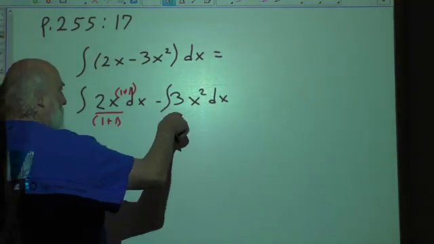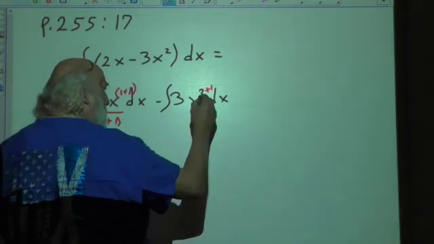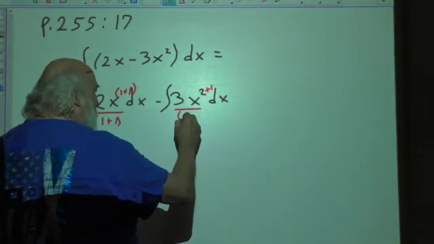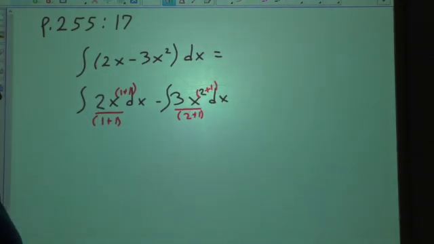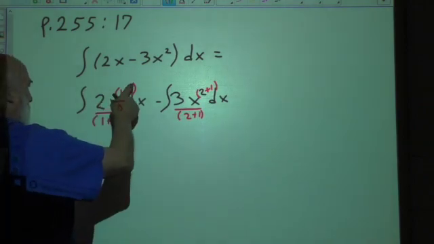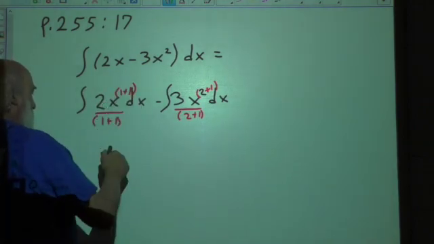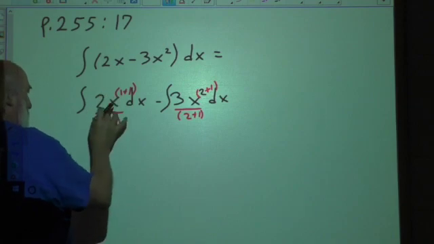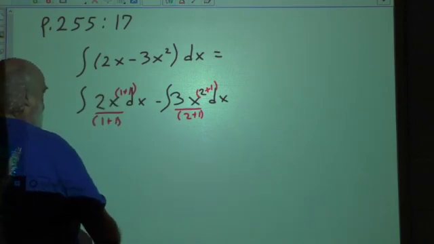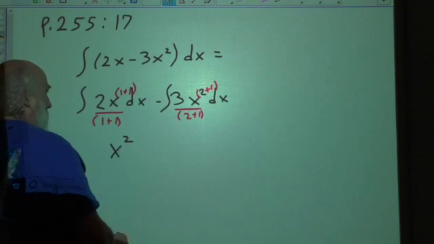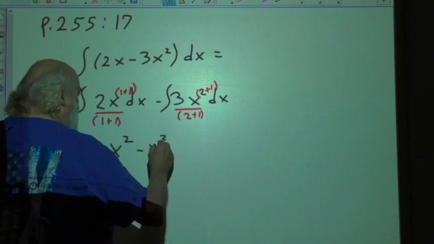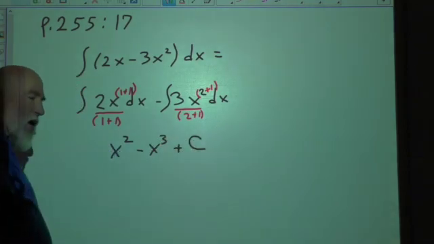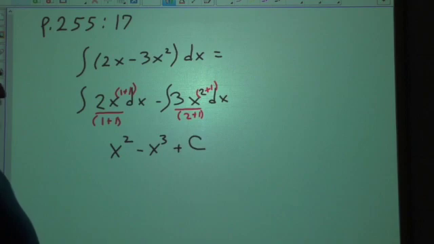And this was a 3 before it became a 2. So we're going to divide this by 2 plus 1. And so 2 times x to the second power divided by 2. 2 divided by 2 is 1. So that gives us x squared. 3 divided by 3 is 1. So that's the minus x cubed. And then our indefinite value that we don't know the answer to, c. And that is your answer.